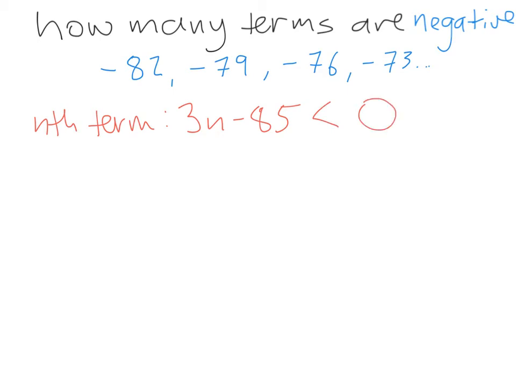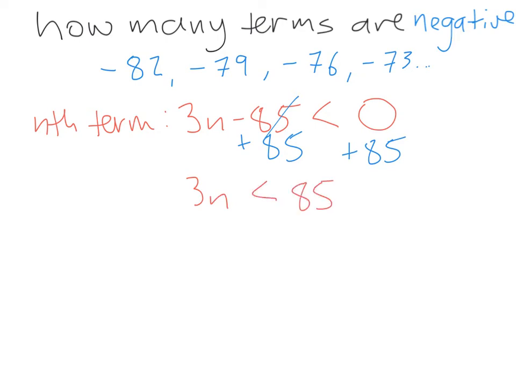Again, we are going to balance out the equation, getting rid of the single number first. So we want to get rid of the minus 85 first. The opposite of minus 85 is plus 85. If I add 85 to the left of the inequality sign, I add 85 to the right. I must always balance the equation. So I can cancel that out, and I'm left with 3n less than 85.